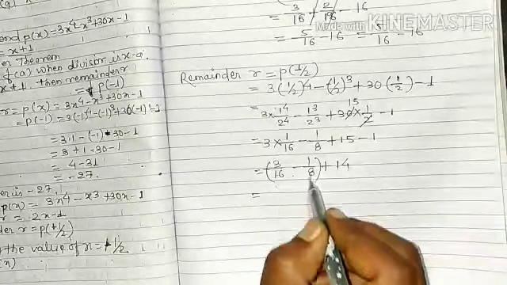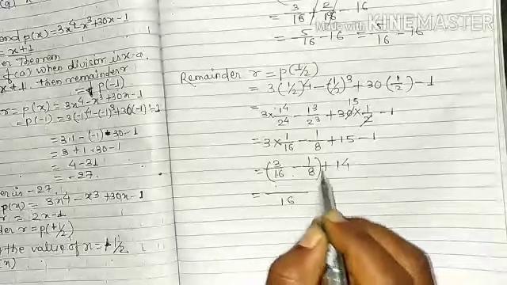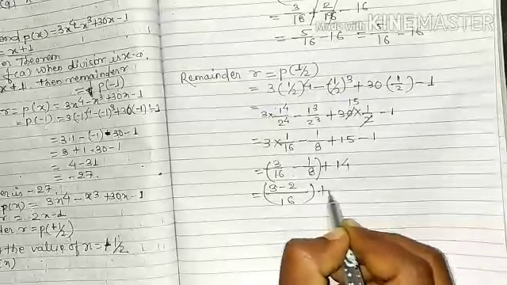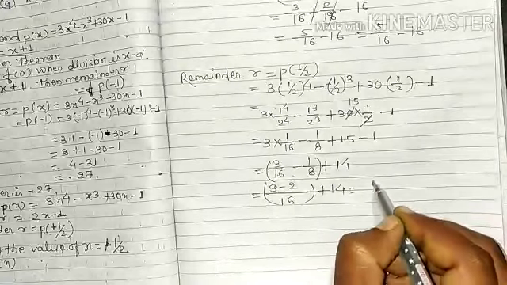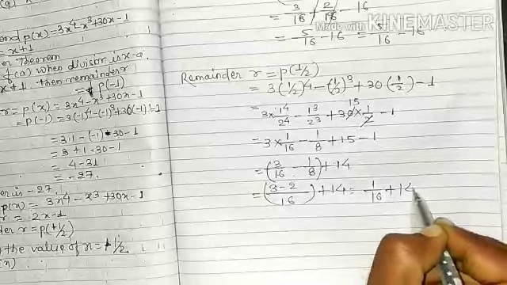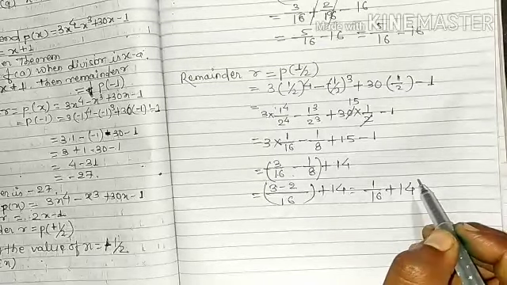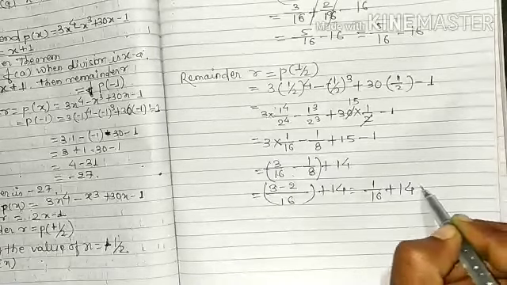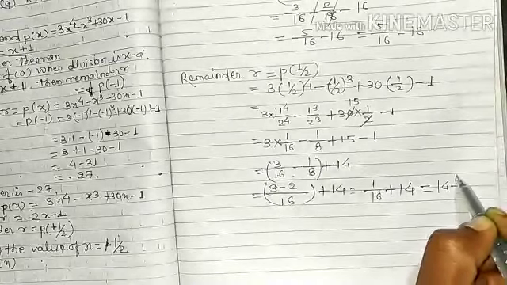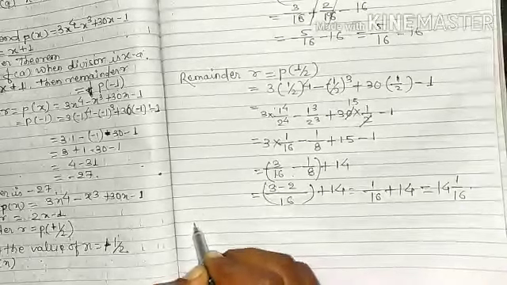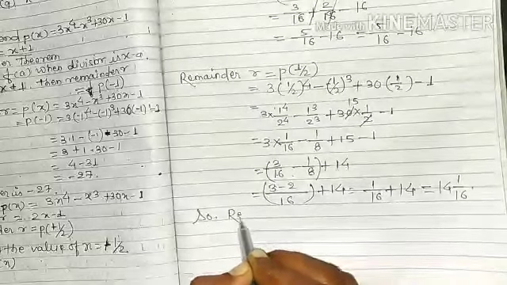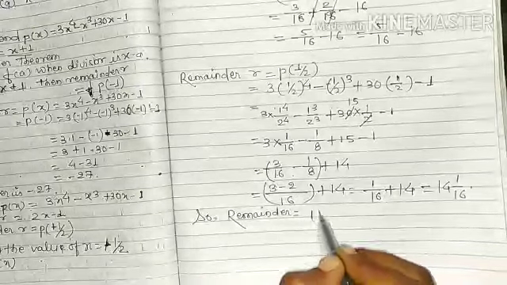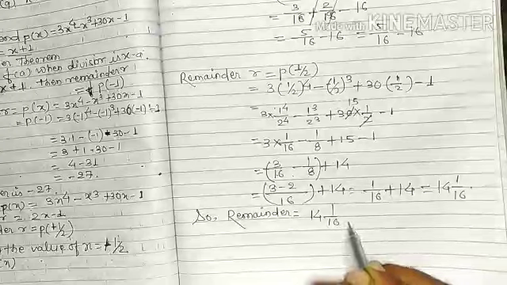So the LCM of 16 and 8 is 16, and 3 minus 2 plus 14 is equal to 1 upon 16 plus 14, which is equal to 14 whole 1 upon 16. So the remainder is equal to 14 whole 1 upon 16.